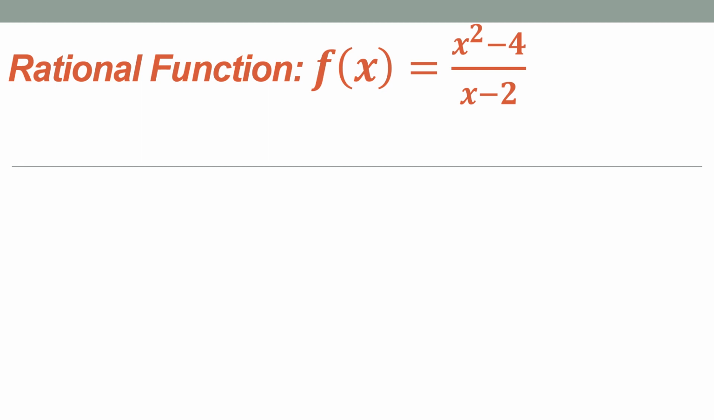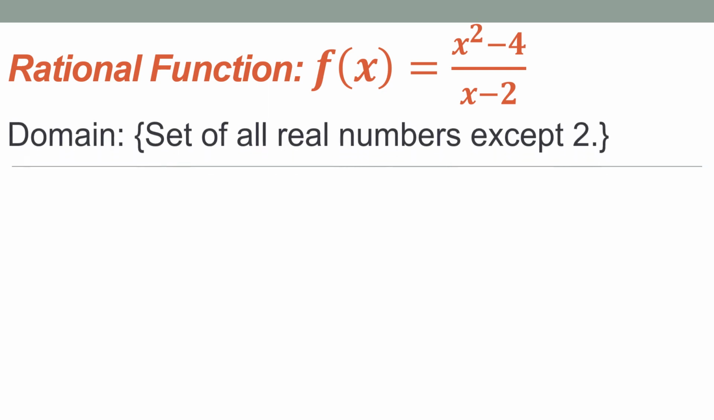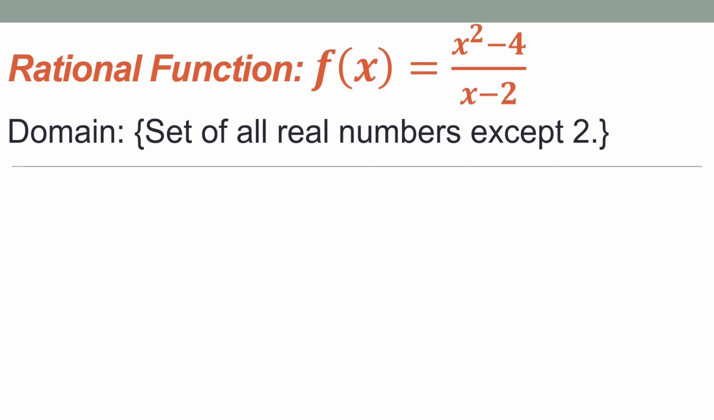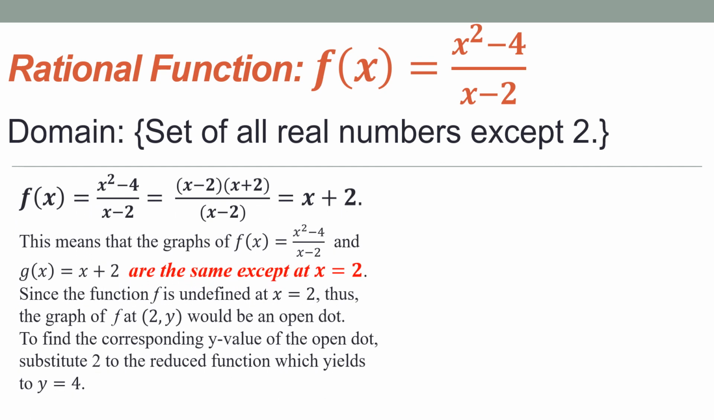So, take a look at this rational function. f of x is equal to x squared minus 4 over x minus 2. We all know that the domain of this rational function is the set of all real numbers except positive 2. But if we express f of x as its reduced form, how are we going to get the reduced form? Factor the numerator: x squared minus 4 would be x minus 2 times x plus 2, over x minus 2. We're going to cancel this out, leaving us x plus 2. So x plus 2 is the reduced form of our f of x.